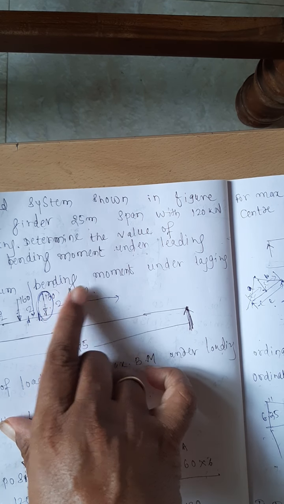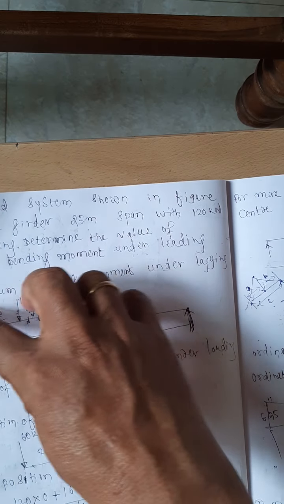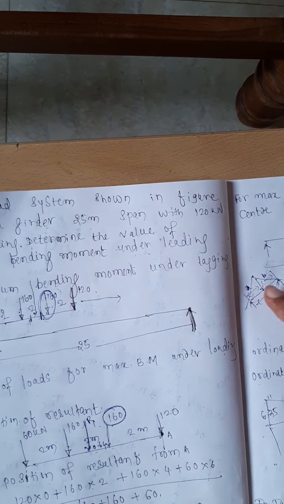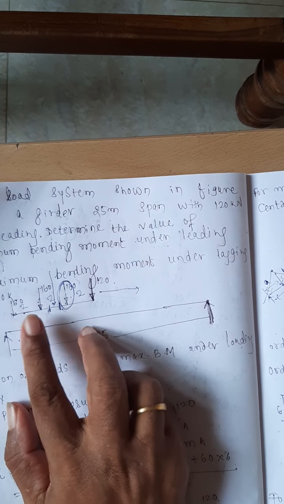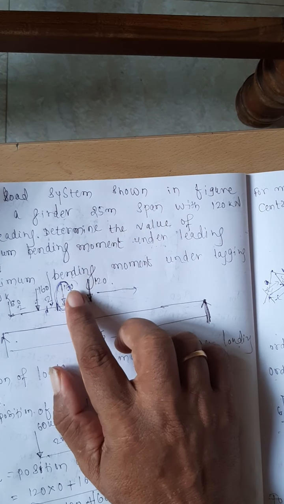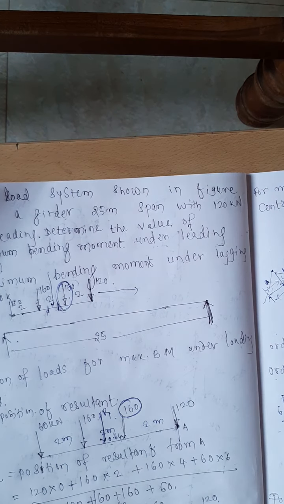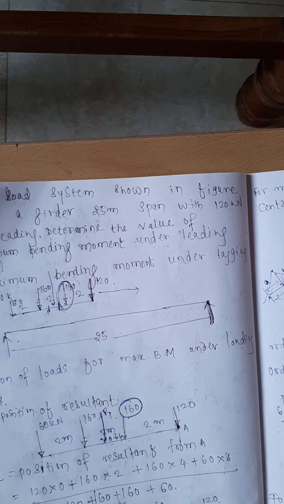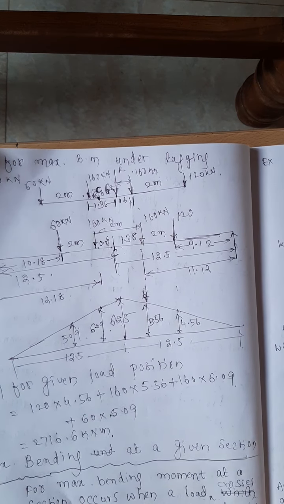Right? In the same problem, he has asked one more thing: calculate the maximum bending moment under the lagging 160 kilonewton load. Means when all these loads are moving like this, here there are two 160s. Just to differentiate them, he names one as leading 160 and the other as lagging 160 kilonewton, right? So that we are solving in the next page.